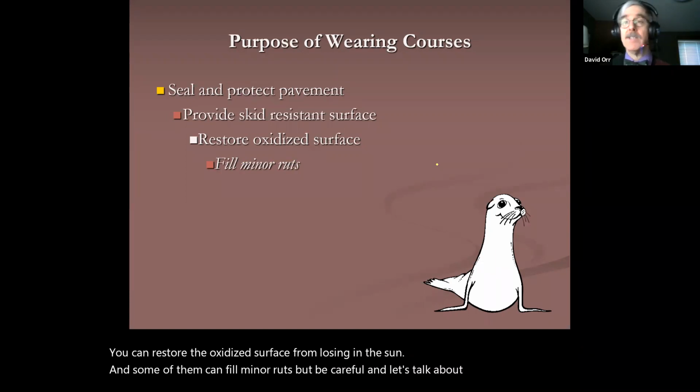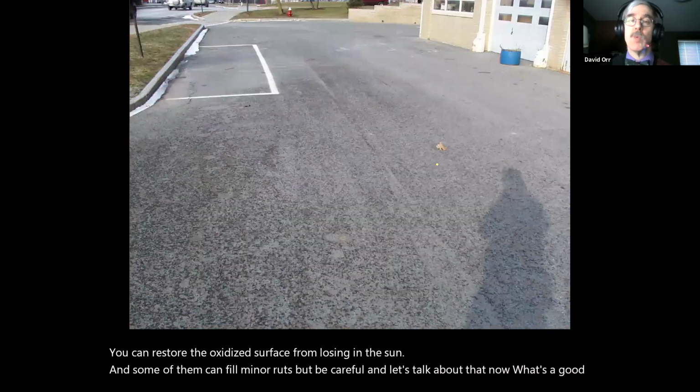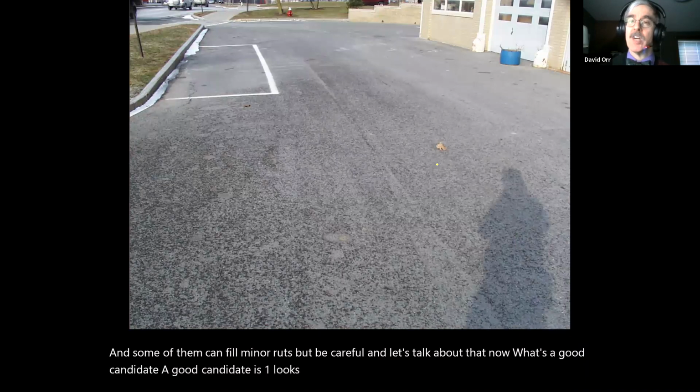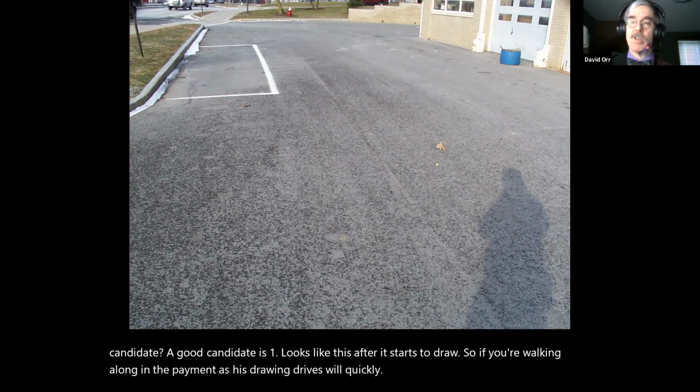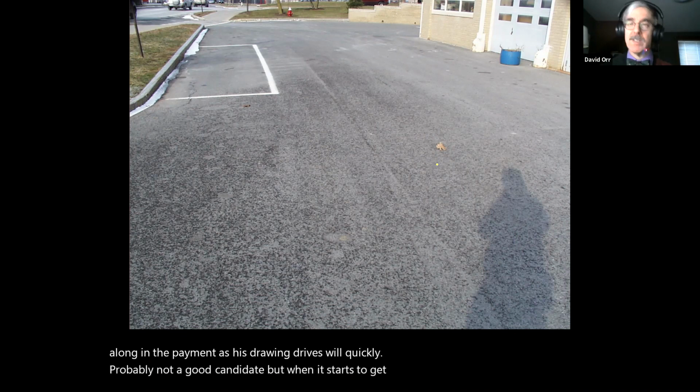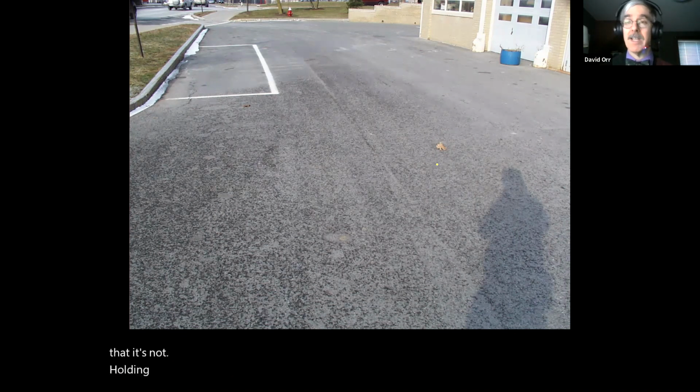Now, what's a good candidate? Well, a good candidate is one that looks like this after it starts to dry. If you're walking along and the pavement as it's drying dries real quickly, it's probably not a good candidate. But when it starts to get this splotchy look to it, and you can tell that it's not holding against water, it's not as impervious, it's the perfect time to seal it before the cracks form.